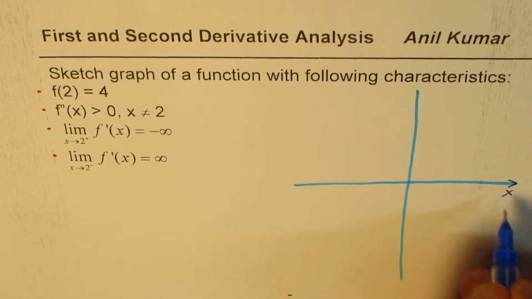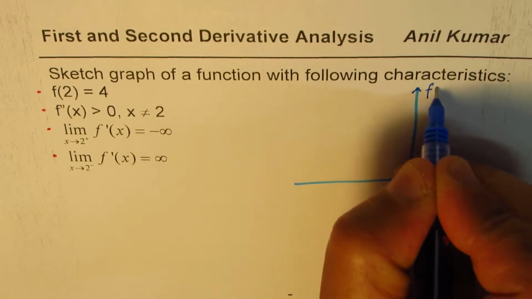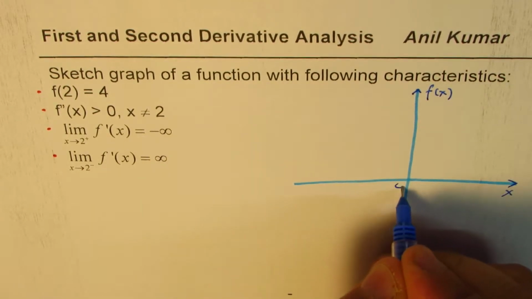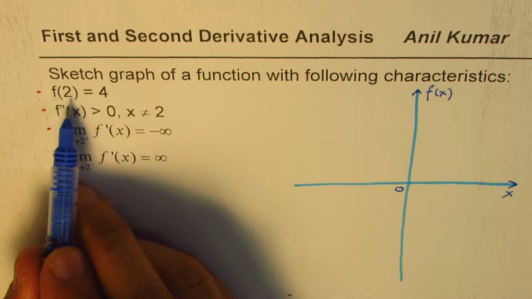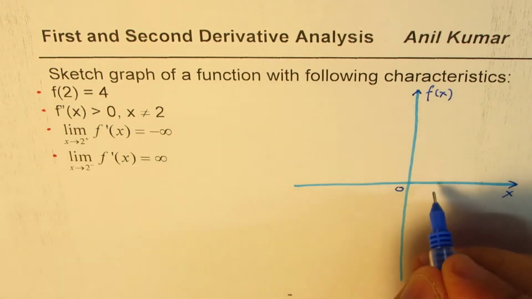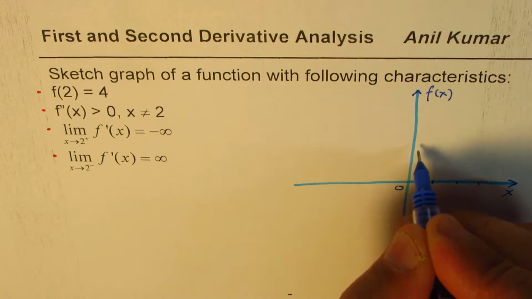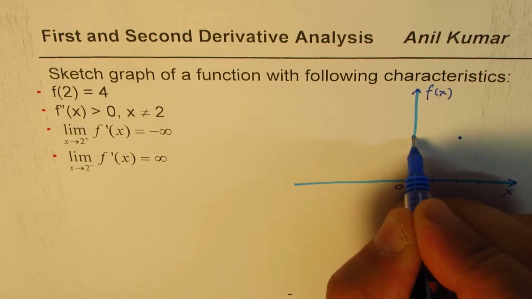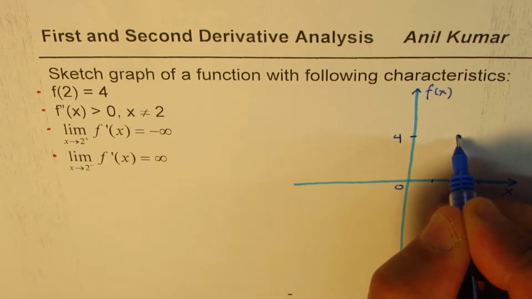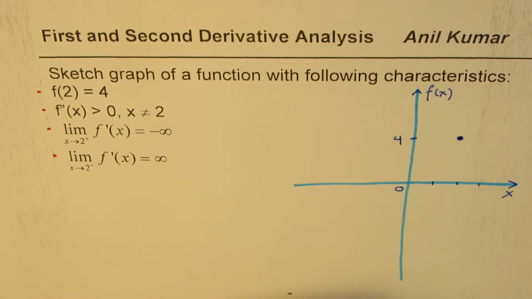Here we have the x-axis and the function f of x. That's the origin. The first condition here is that f of 2 is 4. So let's say this is 1, this is 2, this is 3. So at 2, the value of the function is 4. Let's say this is 4 for us. Okay. So this point is on the graph of the function.